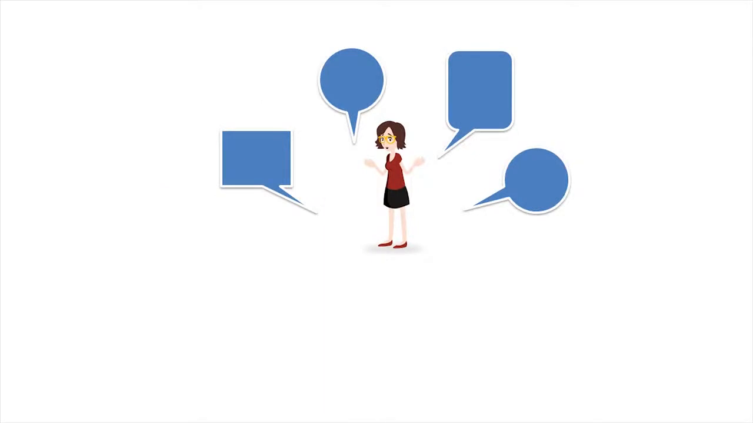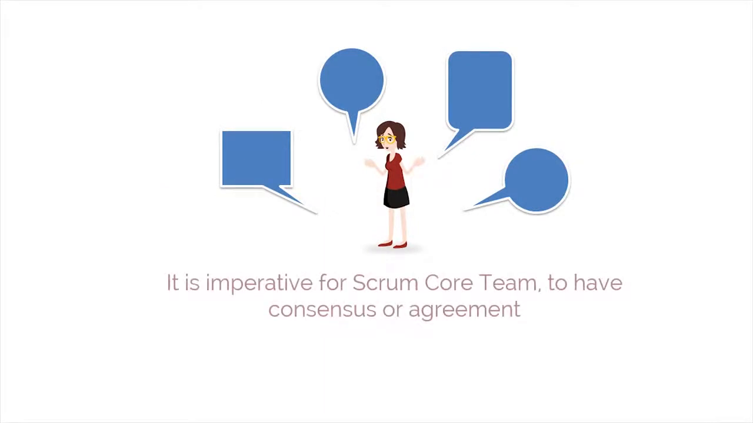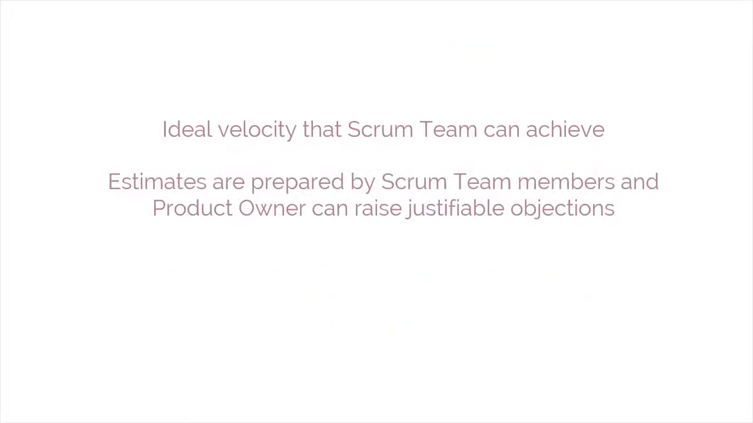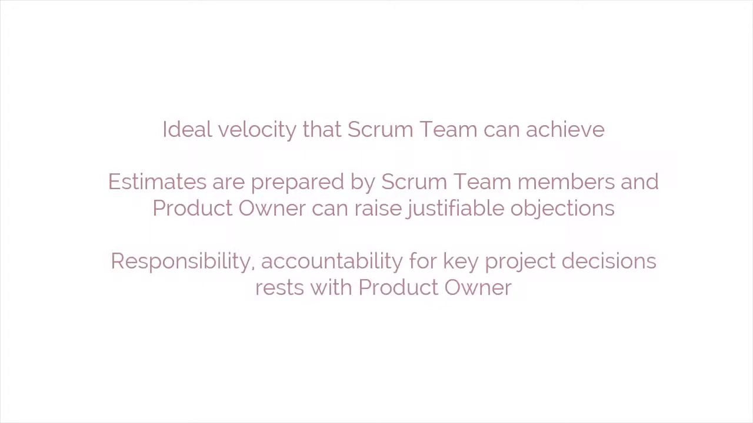To address these issues, it is imperative for the Scrum core team, i.e. Scrum team, Scrum Master, and Product Owner, to have consensus or agreement on the following: ideal velocity that the Scrum team can achieve. Estimates are prepared by the Scrum team members and the Product Owner can raise justifiable objections. Responsibility and accountability for key project decisions rests with the Product Owner.